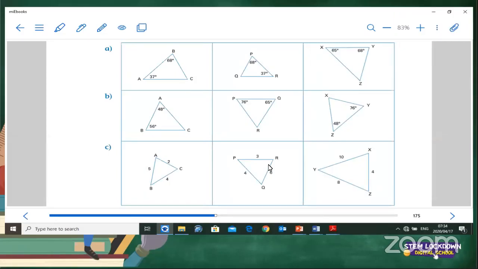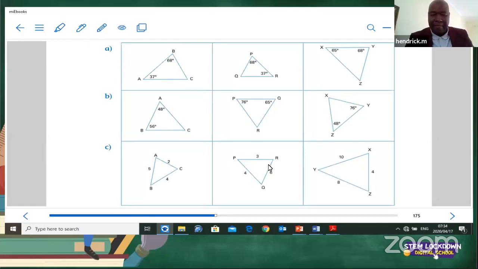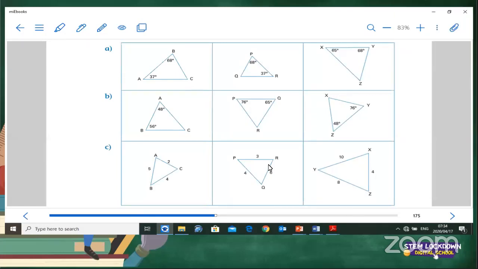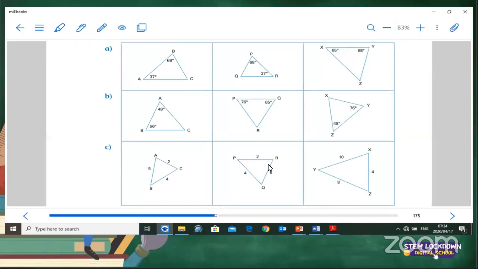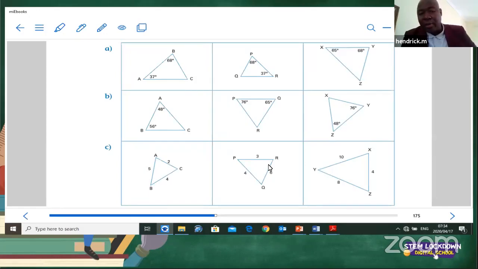Yes, sir. Let's go to B quickly. Which triangles are similar? Triangle ABC and triangle XYZ. Why do you say so? Because angle A is corresponding to angle Z and angle B is corresponding to angle Y. Okay, you're talking about the angles now. You said angle A is equal to angle Z. I fully agree with you on that one. What about the other angles?